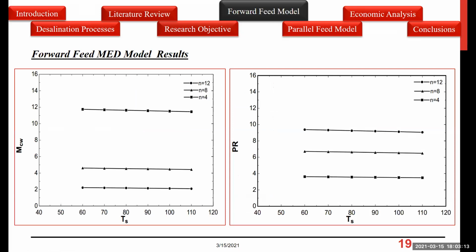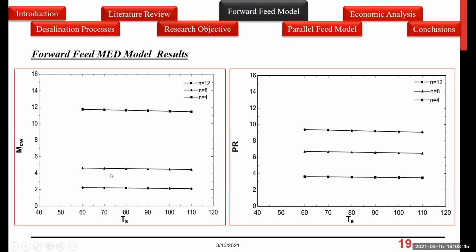These are some typical results of MED system. There's nothing unique about this MED. When you see this unit, you'll find that the PR basically is a function of the number of effects. This is N number 4, N number 8, N number 12. But the TS has insignificant effect. Actually, it decreases slightly with the TS, but that decrease is unnoticeable. And then the cooling water, again, we have less cooling water for the large number of effects, and the highest cooling water is for the low number of effects.